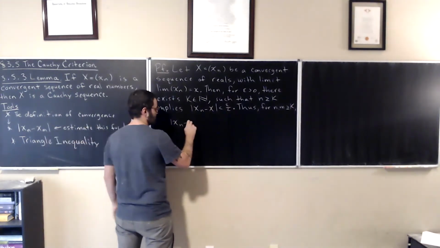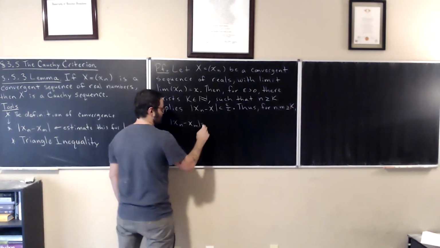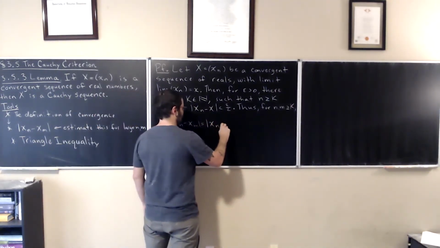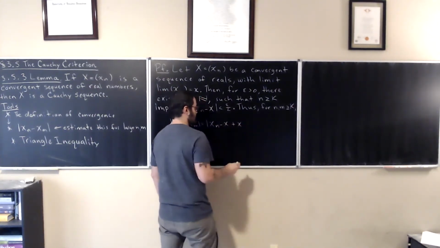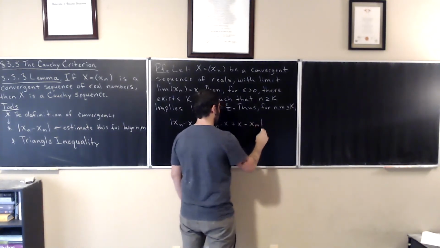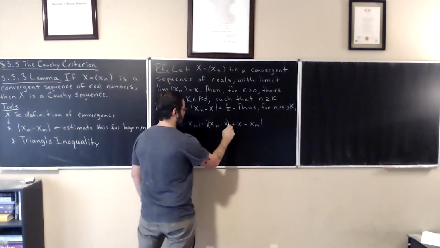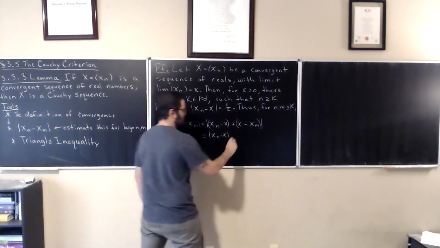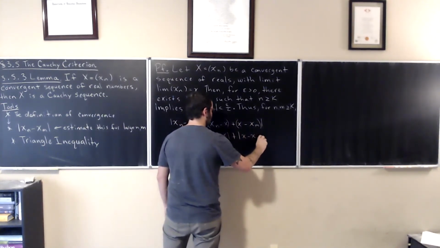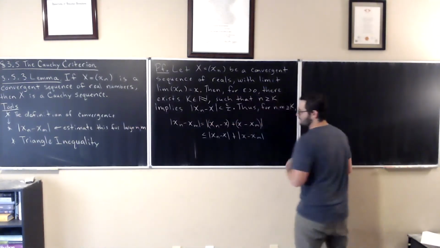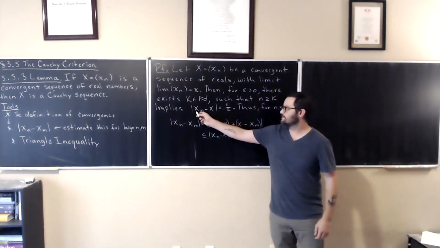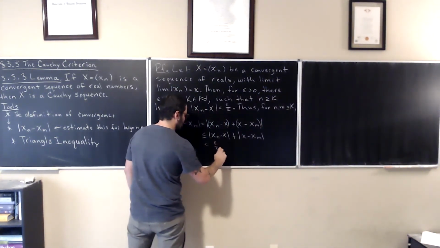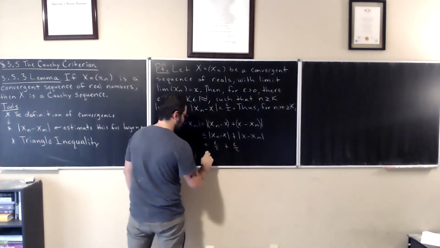now we're going to do the estimate part. We're going to look at the distance between these terms, and we're going to do that old trick where we add and subtract the same value. So I'm going to subtract the limit, add the limit, and then I have the x_n term here. Now we can use the triangle inequality and say that this is at most that distance plus this distance. But since n and m are greater than or equal to k, we know that the distance from each term to the limit is at most epsilon over 2. So this becomes epsilon over 2 plus epsilon over 2 equals epsilon.